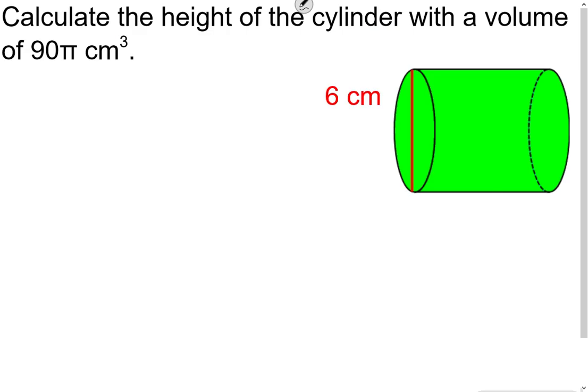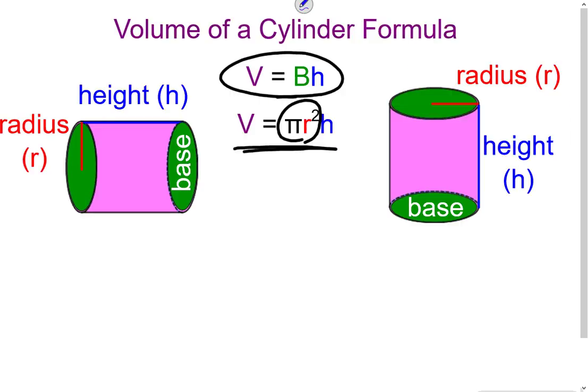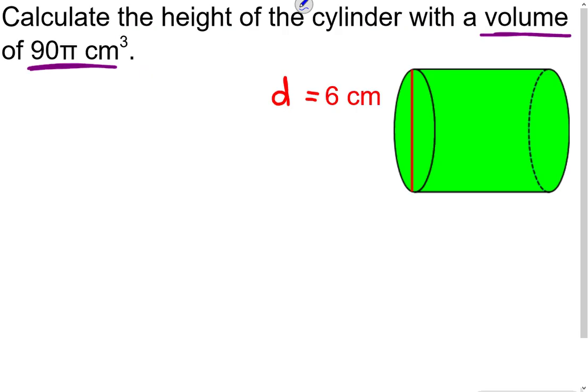solve problems like this. So I start with this one where I have a cylinder, and I notice in this problem, it gives us the volume of our cylinder. So we know the volume is 90 pi cubic centimeters. The only other piece that we know is the diameter. But if we go back to this page, notice we need the radius to help us in the formula. So I go, well, if the diameter is 6 centimeters, then my radius has to be 3 centimeters.